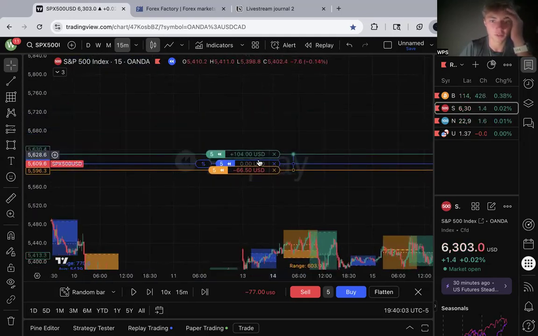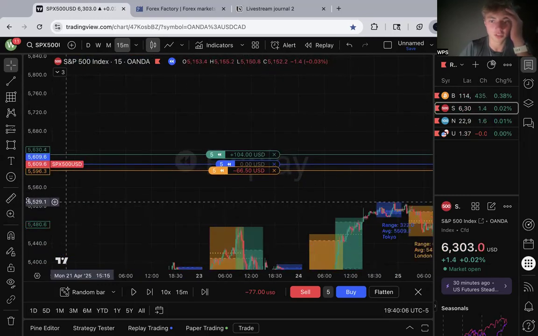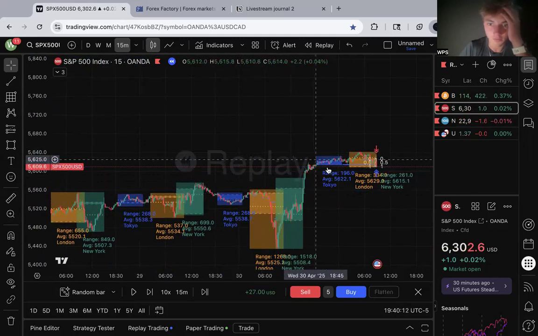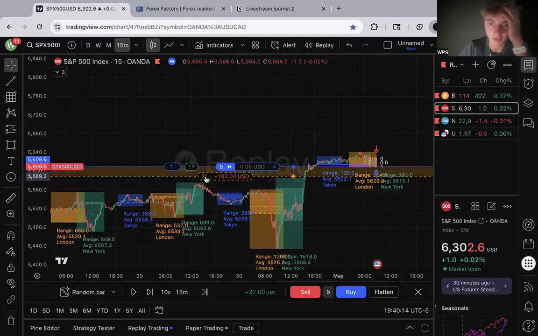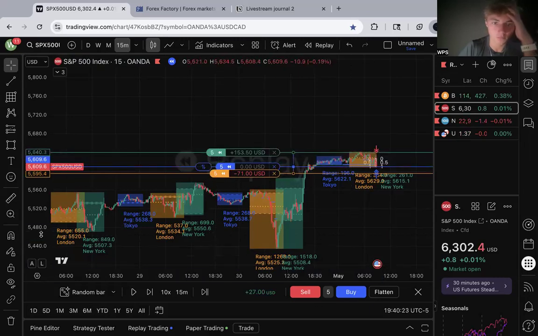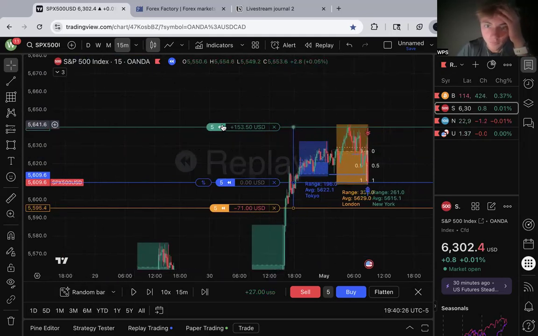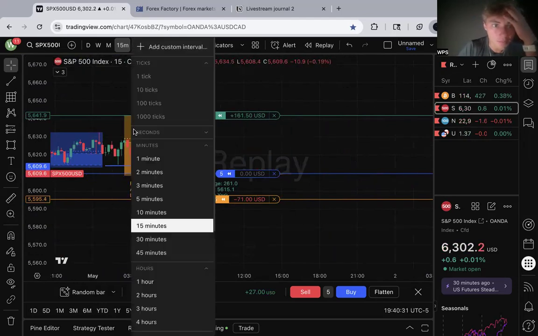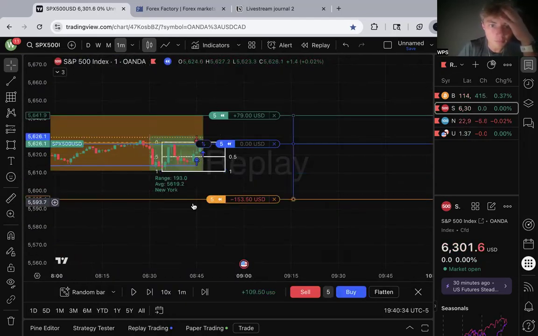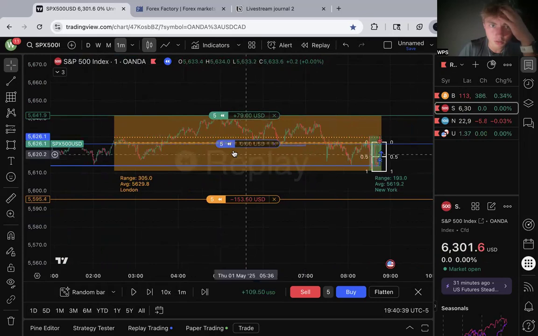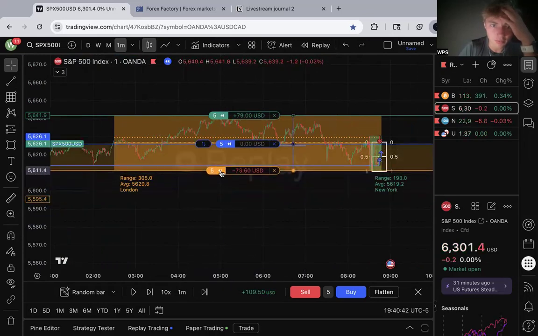I think I'd be better off targeting just this area of liquidity right here. All right, I keep messing this up, but stop loss below here, take profit up here. Good risk to reward, over 2 to 1. And I can probably tighten this up a lot more.